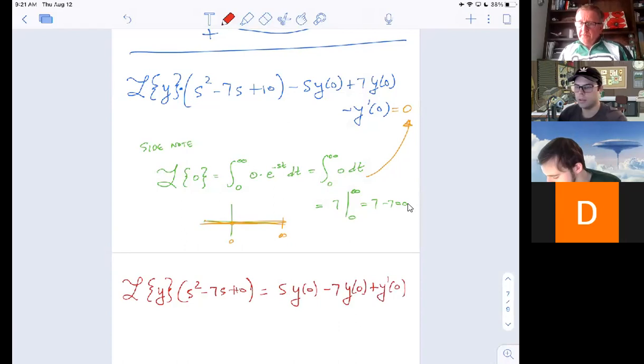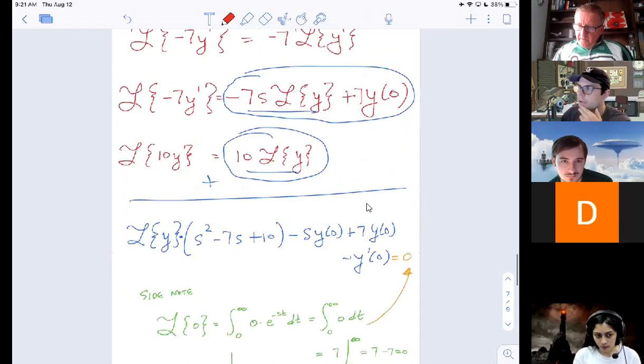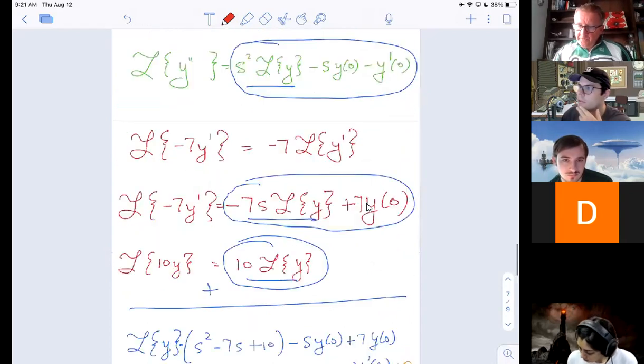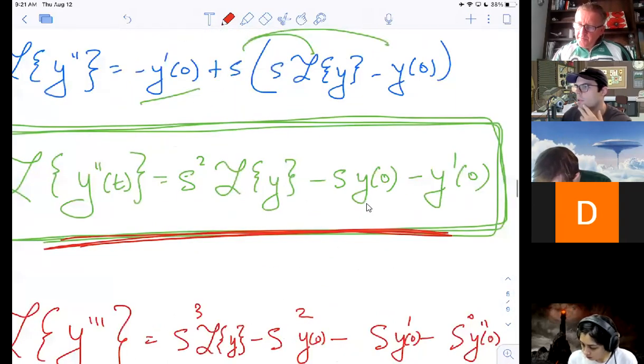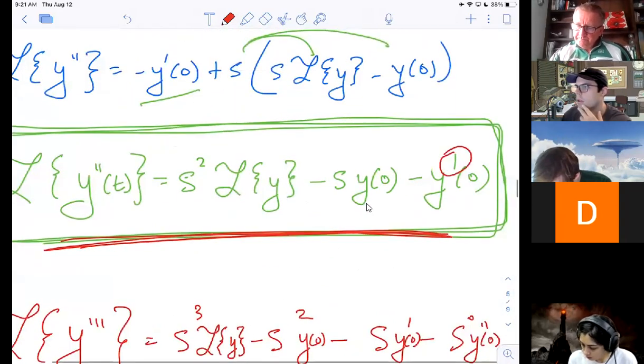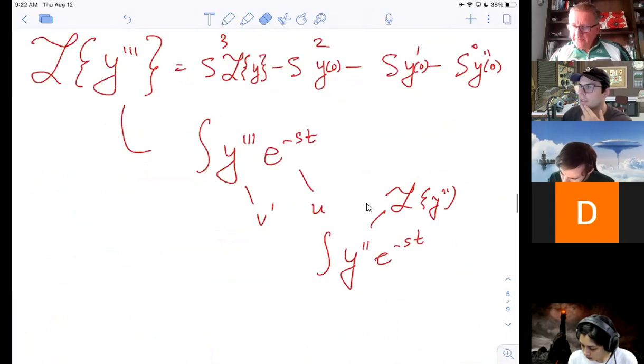Does that make sense? Doug, is it supposed to be y prime, y double prime? Minus 7y prime. I don't know. Did I make any mistakes there? No, because the Laplace transform of our second derivative only had a y prime. So we have just two regular y's. Yeah, two regular y's. That's right.